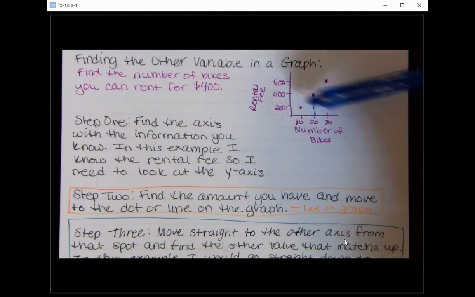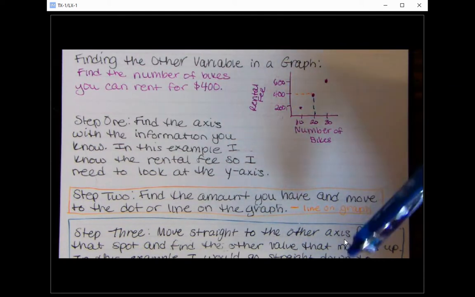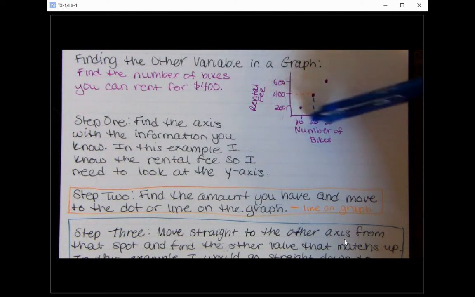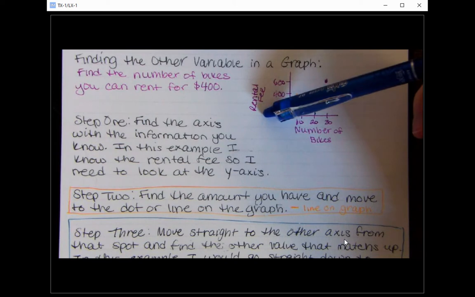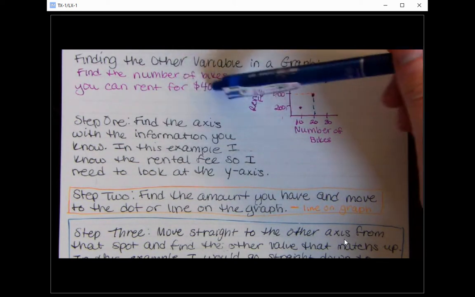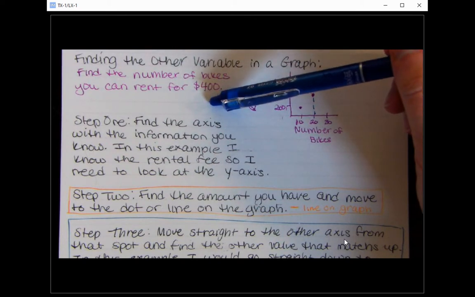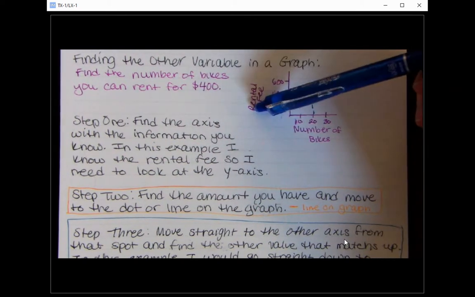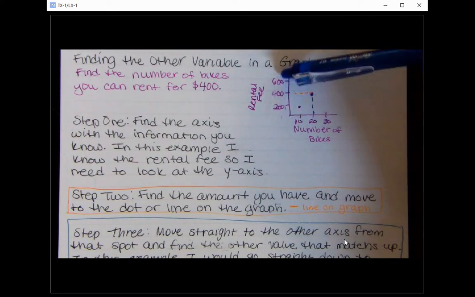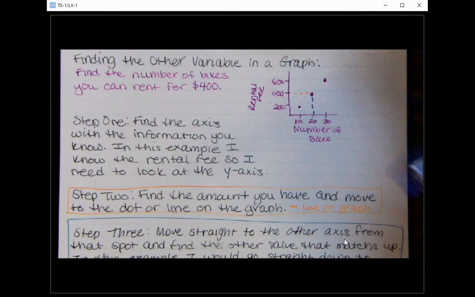So, I've got a graph right here. It should have a title, I forgot about that. And I have the x-axis that's labeled number of bikes, and the y-axis that's labeled rental fee. So, I'm going to find the amount that I know, which is that I have a rental fee of $400. So, I've got my rental fee. That means that I'm looking at my y-axis.